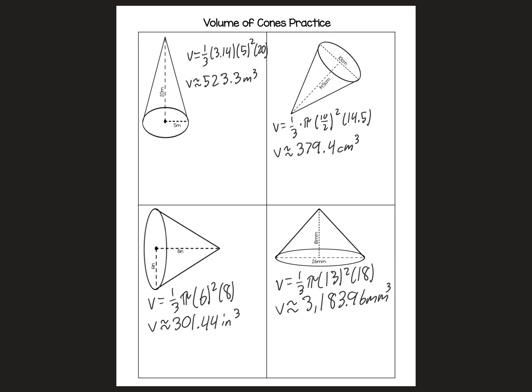Hopefully, you now know how to use the diameter to find the radius, how to plug in the radius and height into the volume formula, as well as how to calculate the volume using 3.14 as an approximation for pi.